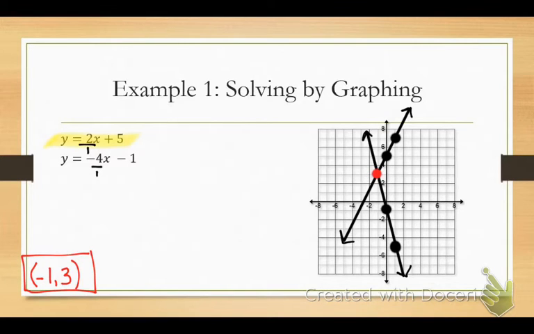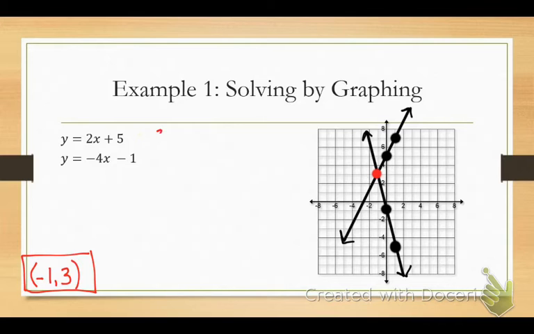Now, I put it down in the corner for a reason, because I want to show you why this is a solution. If this ordered pair is a solution to the system, when I plug it back in for x and y into both equations, it will make both of them true. So let's test it. This is how you can check. Is -1 my x value or my y value? It's my x value. So you're going to plug in -1 for x, and you're going to plug in 3 for y.